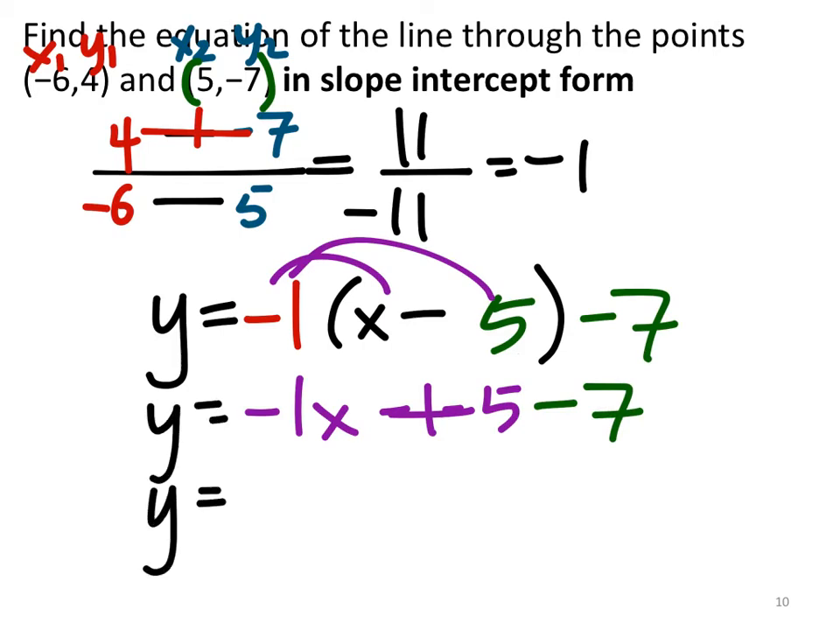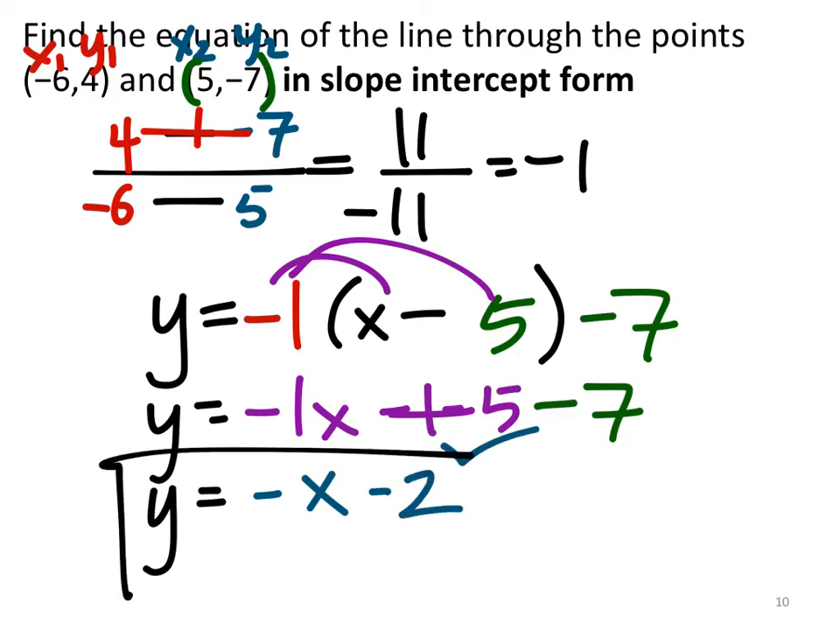Y equals, some of you guys would rather look at that as negative x. And it doesn't matter to me. You can make that negative 1x if you want. Either way is good. 5 minus 7 is negative 2. That's it.